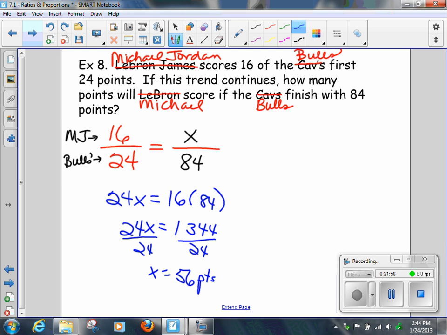Is that possible in a game? To score 56 of 84 points? Yeah, that's possible. And completely possible for Michael Jordan, right? That's right. He would score 56. Now, does that make sense? Because these are the ones where you have to ask, does this answer make sense? If he scored 16 of the first 24, that's a pretty high percentage, isn't it? So then would it be okay to have 56 over 84?